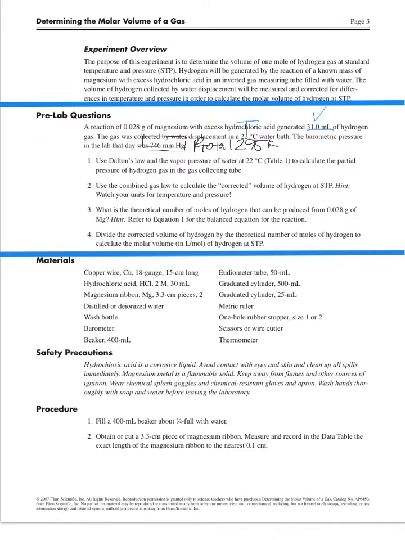So number 1 says use Dalton's law and the vapor pressure of water at 22 degrees Celsius to calculate the partial pressure of the hydrogen gas in the gas collecting tube. So what we're going to do is use Dalton's law of partial pressures, which says that P total equals P H2 plus P H2O. If you're not sure why it's just hydrogen and water, read the background information because the only thing that can be in that gas collection tube is water or hydrogen gas.